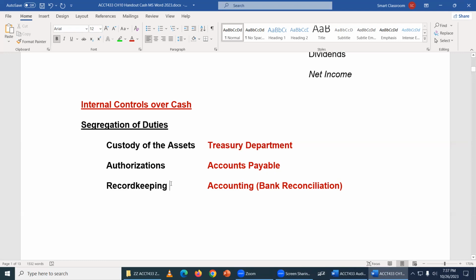So, segregating out these duties. Now, you do not want these duties to be overlapped. For instance, if someone from the Treasury Department could do some of the record keeping, notice they have custody of the assets. They could make the asset disappear and they could use accounting to cover for it.